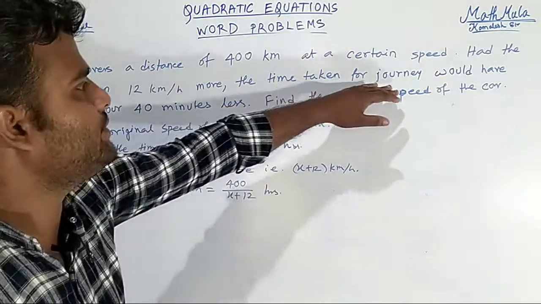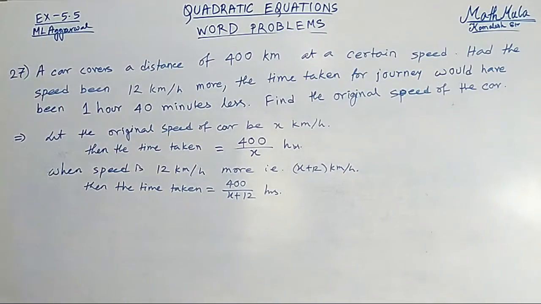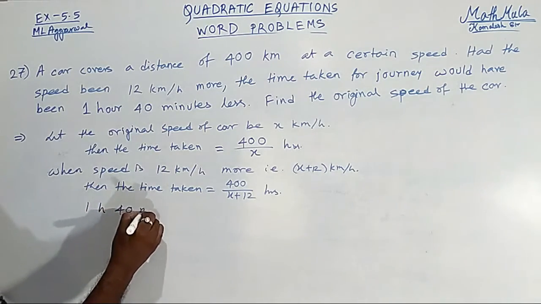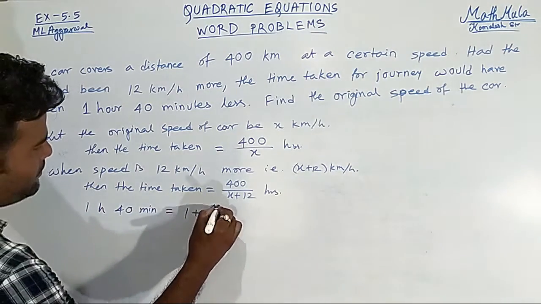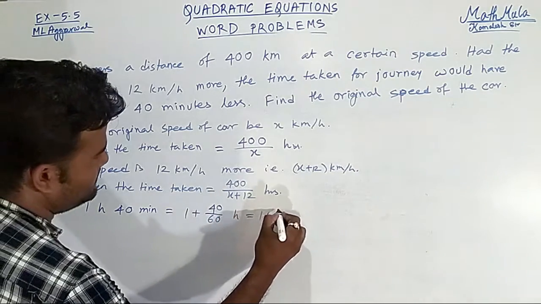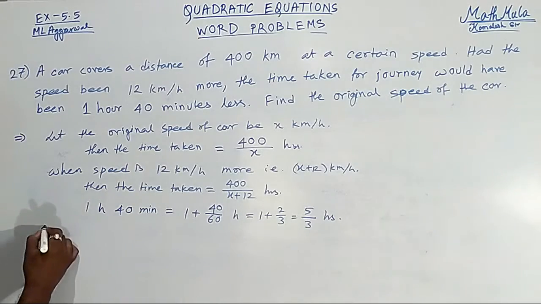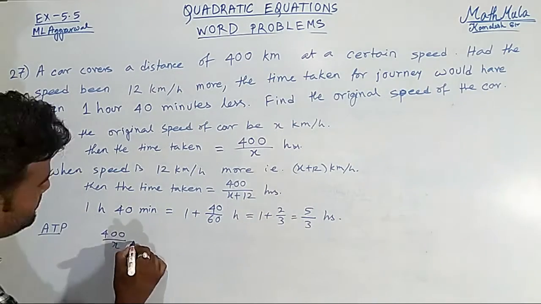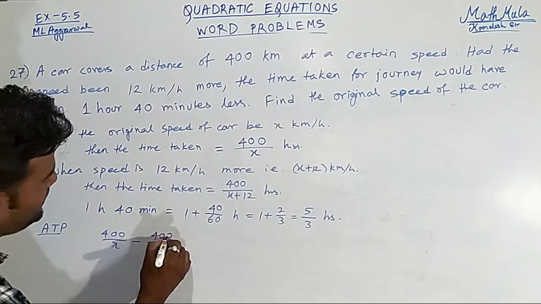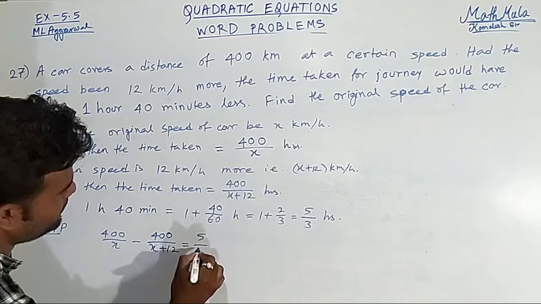The time taken for the journey would have been 1 hour 40 minutes less. First we convert this minute into hours. 1 hour 40 minutes is equal to 1 plus 40 by 60 hours, that is 1 plus 2 by 3, that is 5 by 3 hours. Now according to the problem, 400 by x minus 400 by x plus 12 is equal to 5 by 3.